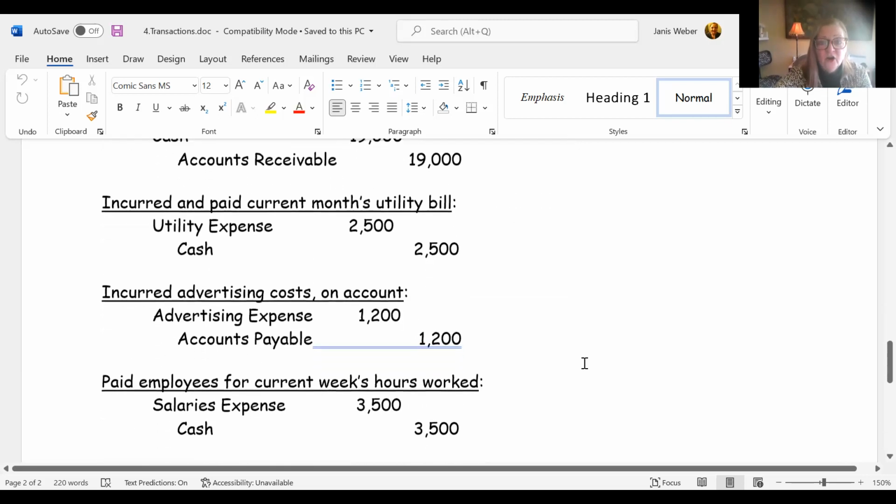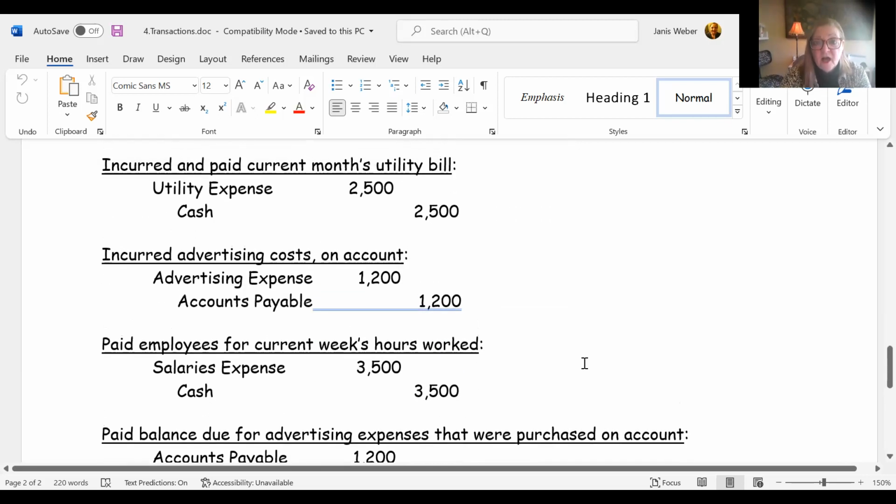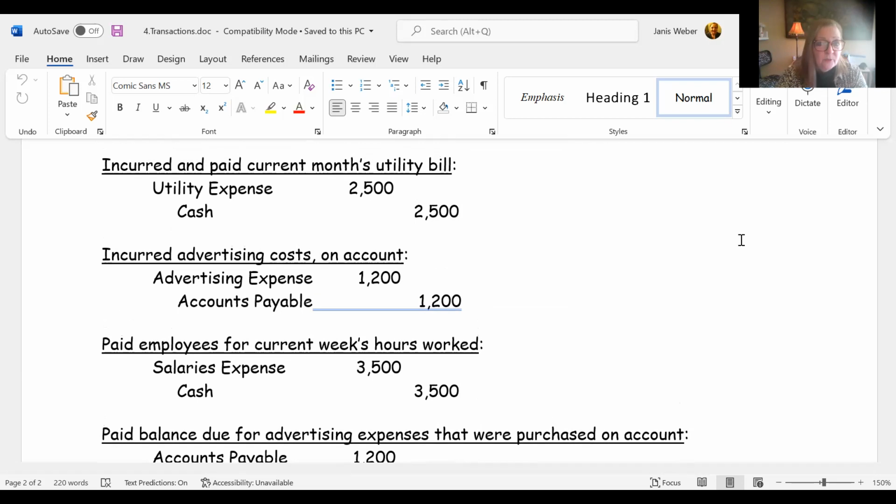All right, then if we incurred and paid the utility bills, and it was for this current month, that would mean we debit utility expense. Then we would credit the cash account because cash was going out to pay the bill, $2,500.